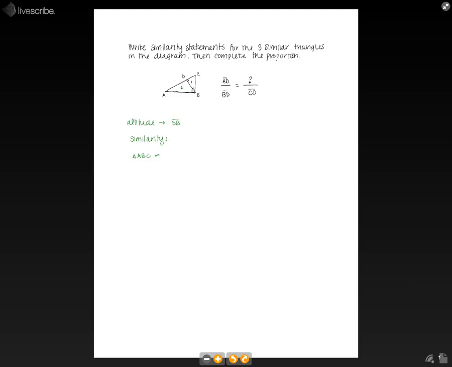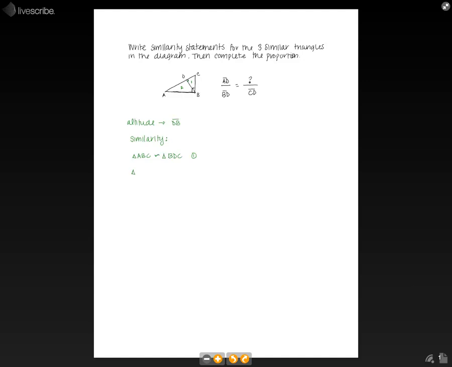So in triangle BDC, the long side is BD, right here. And then here's the right angle right here, and the short side is BC. So we should name this triangle BDC. Okay, so that's one similarity statement.